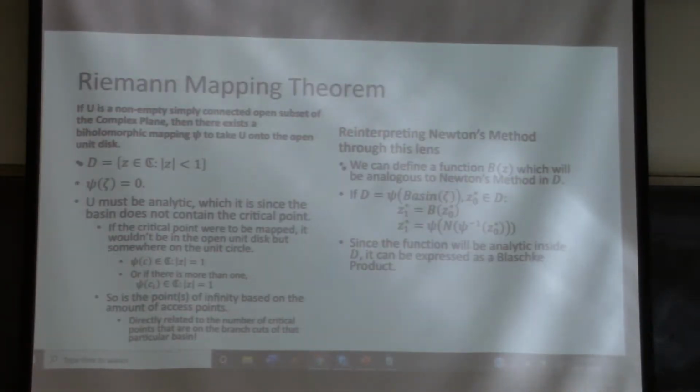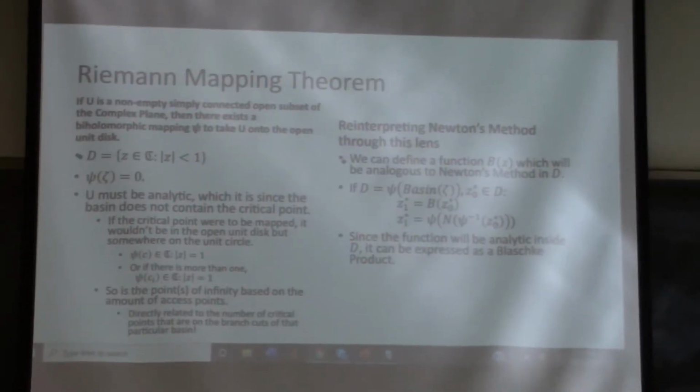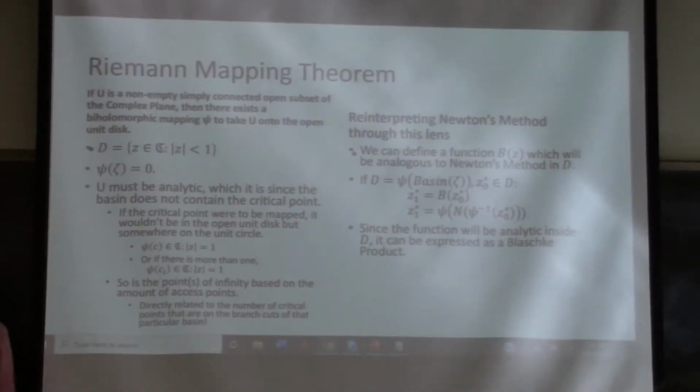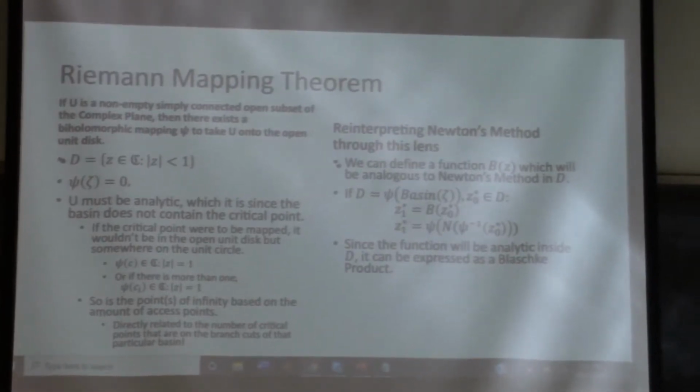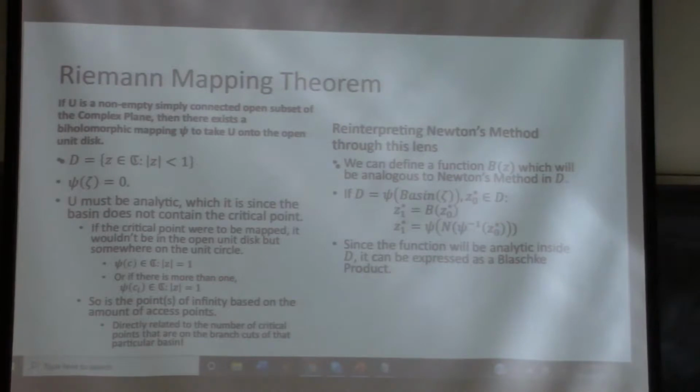So, something else here that is another way to represent what these roots look like, or what the basins look like themselves, is to have a conformal mapping to the unit disk. We know this is possible due to something called the Riemann mapping theorem, which says that if a non-empty, simply connected open subset U of the complex plane exists, then there exists a biholomorphic mapping that takes U onto the unit disk.